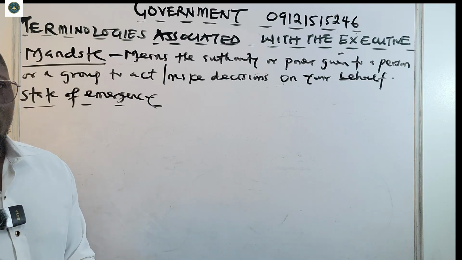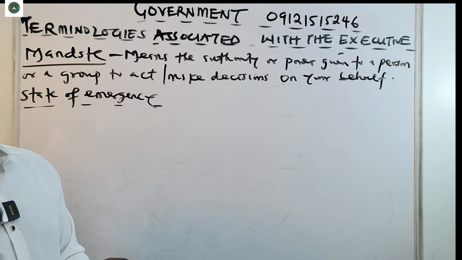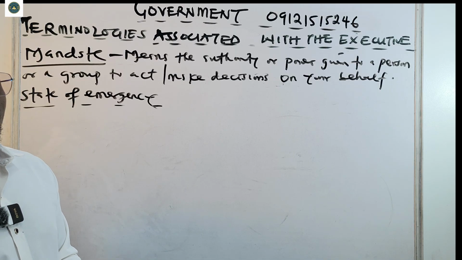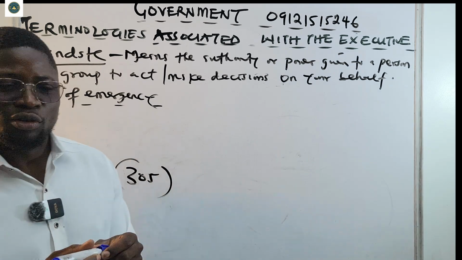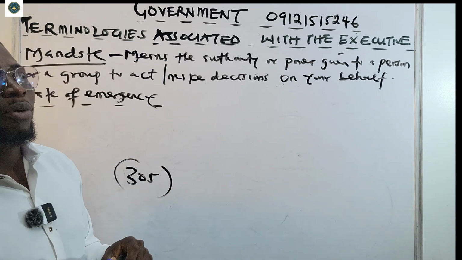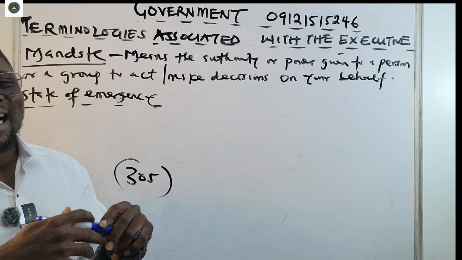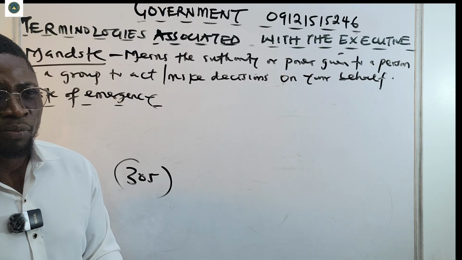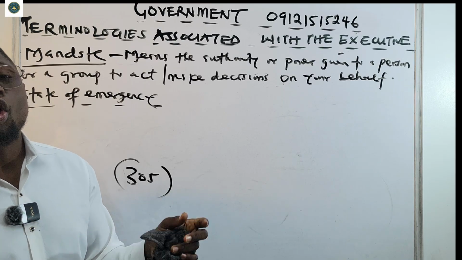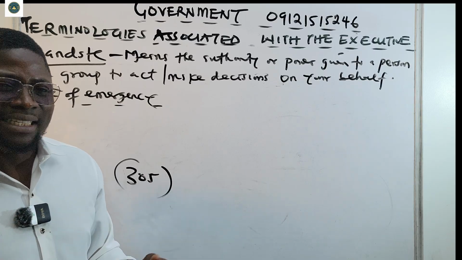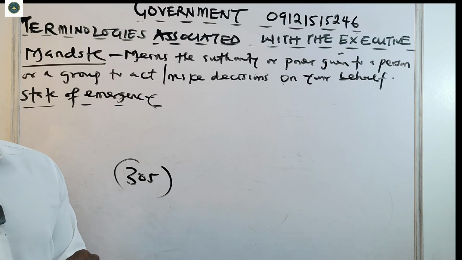Temporarily suspended for 6 months, because of political unrest in the states. Usually when there's a political crisis, the president, under section 305 of the 1999 Constitution, has the power to declare a state of emergency. Whenever there's political unrest, riot, terrorism, invasion, or natural disasters like flood, the president has the power to declare a state of emergency in that region.